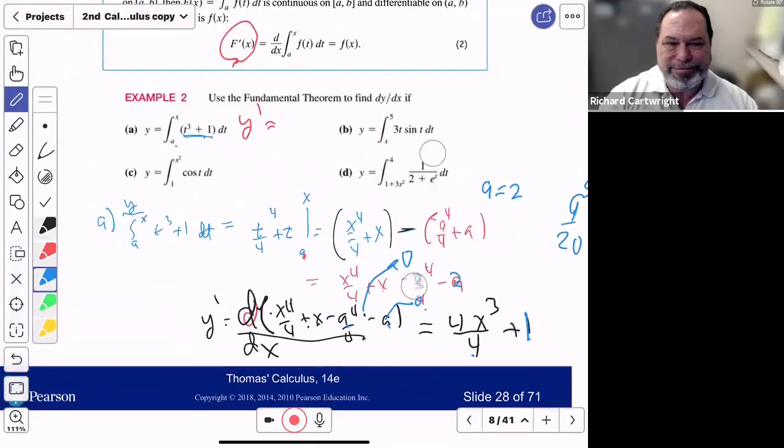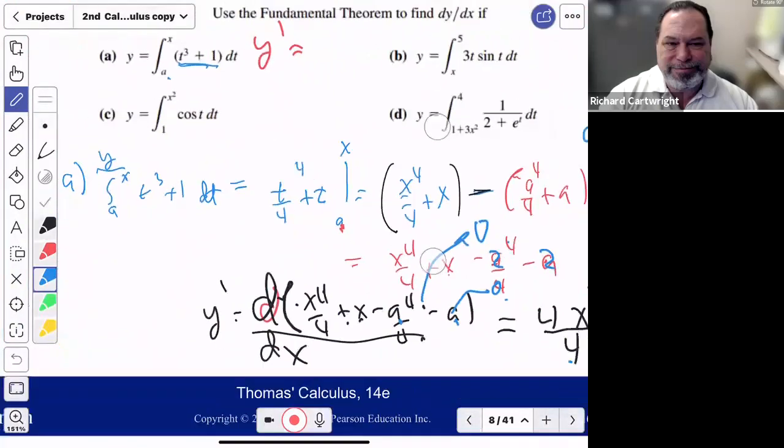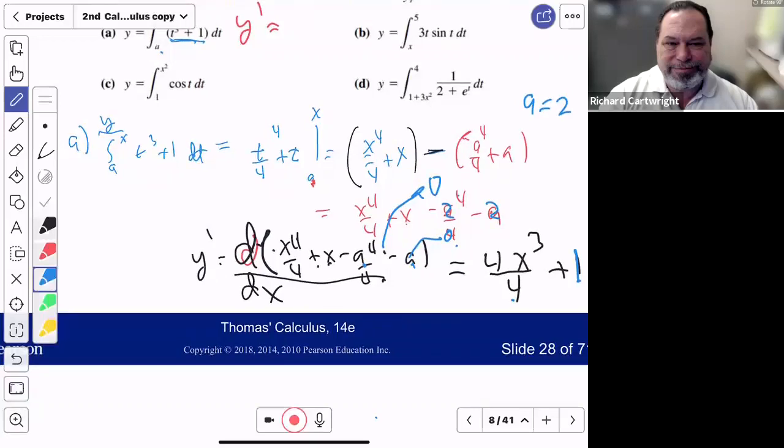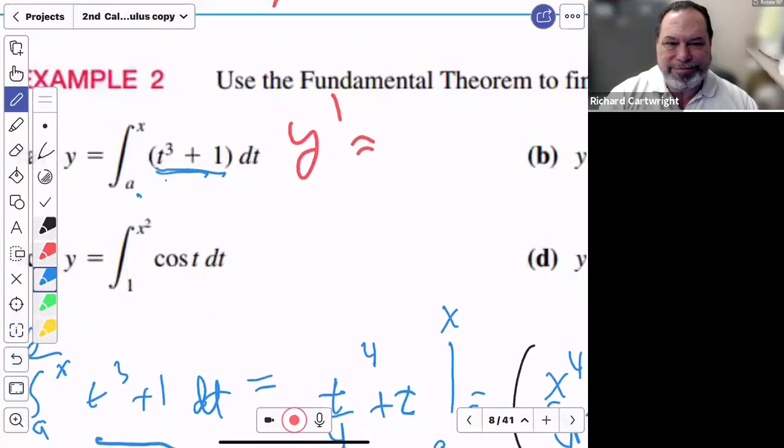Lo and behold, the shortcut says I don't have to do all this work. Look at this, all this work. I found the antiderivative, plugged in the upper limit and the lower limit, got an answer, and it looked ugly. Look at that ugly answer. Then I did the derivative of that answer, and what did I get? The shortcut said that if I am just going from a number, any number at all, to x, the answer will just be x cubed plus 1, which is what I got.